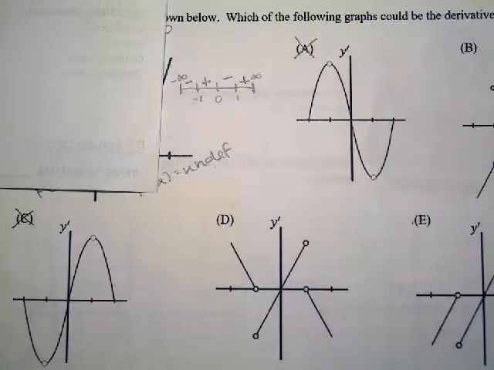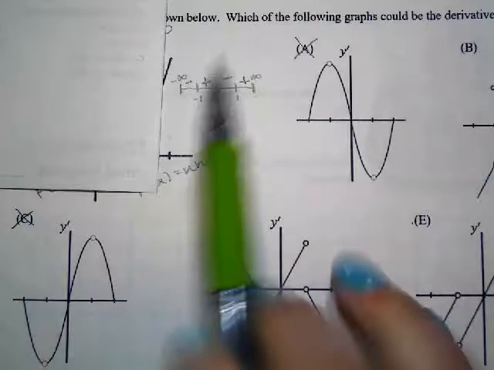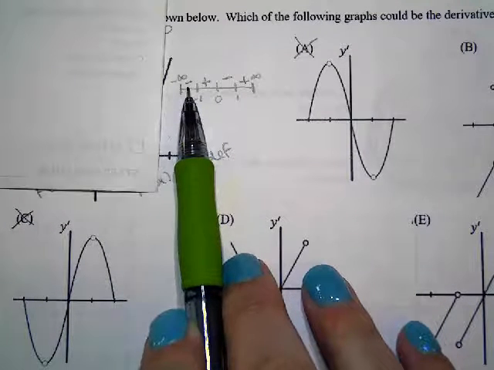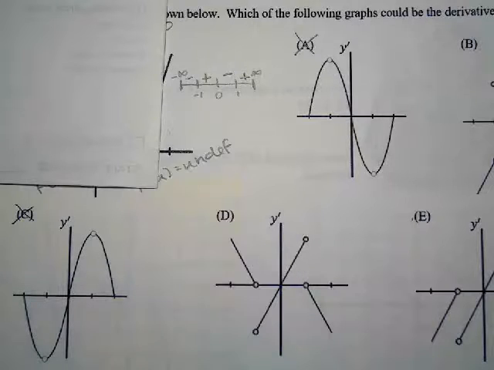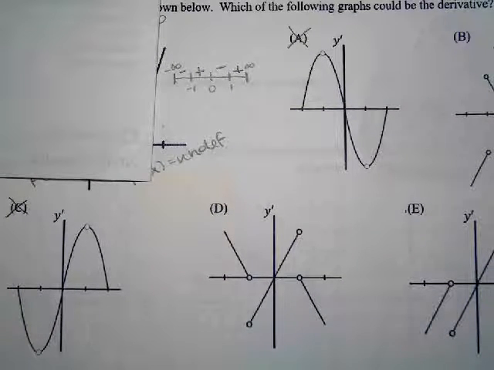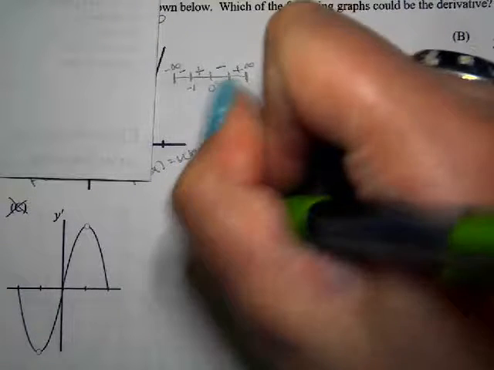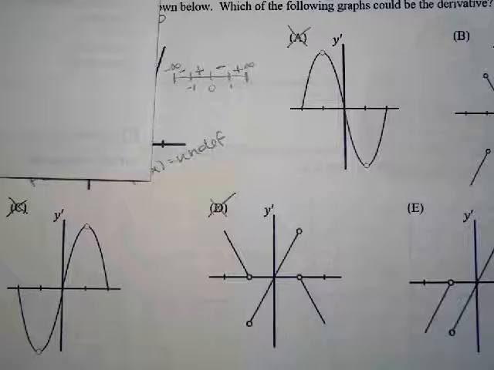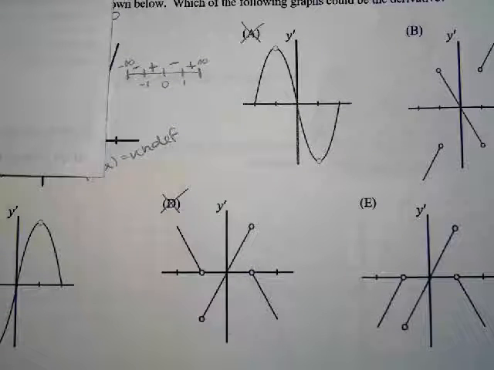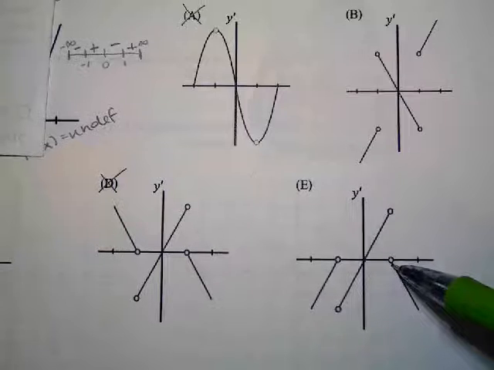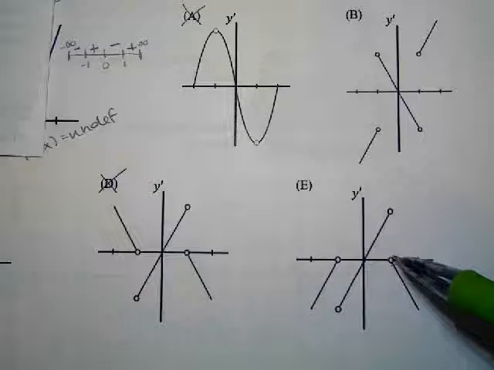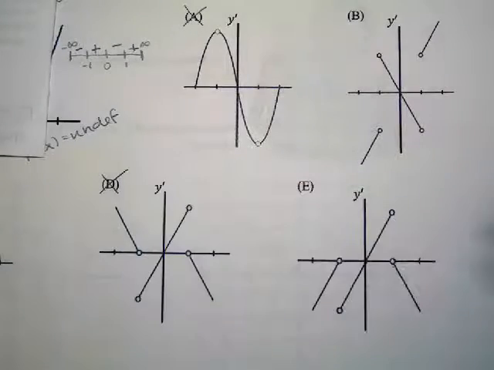Okay. So now we're going to say, okay, it's got to be underneath the x-axis for -infinity to -1. So how does that help us? It's not D, because that's positive at infinity. Can't be E, because it's supposed to be above the x-axis from 1 to infinity, which leaves us with B.